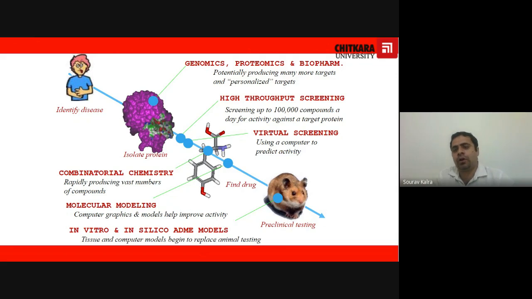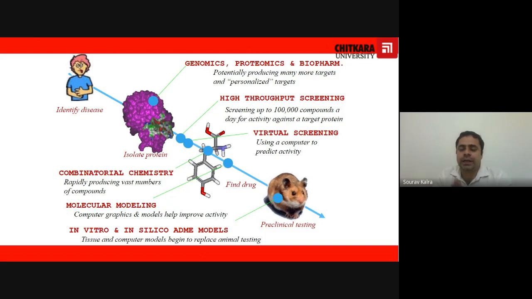Next, we have talked about high throughput screening. In this, we are screening up to 1 lakh 2,000 compounds for activity against the target proteins. In small test tubes, we synthesize the compounds and add protein to it, and we screen whether these compounds are active against the target. So that we can find a better ligand which is acting on that protein.